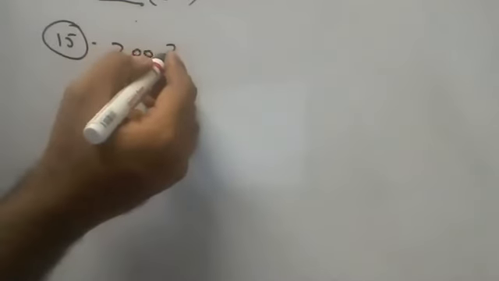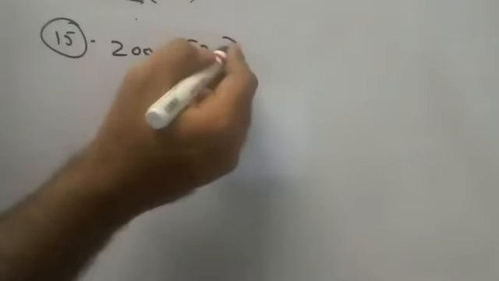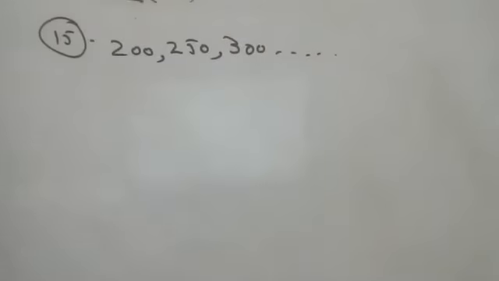Because it is a verbal sum, you have to go through it twice or thrice, children, before answering. 15th question. There was a labor contractor. If anyone among his employees is absent for 1 day, he will cut 200 rupees. If absent for a second day, 250 rupees. If absent for a third day, he will cut 300 rupees. Like that he will go on cutting. So daily he is increasing the penalty by 50 rupees, children.